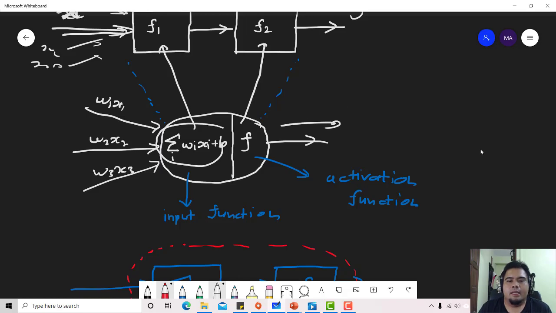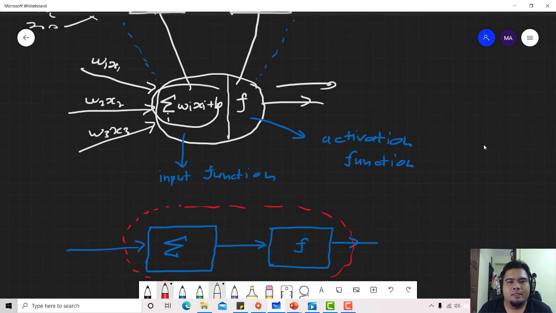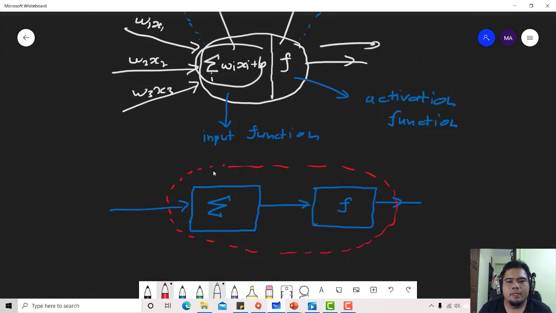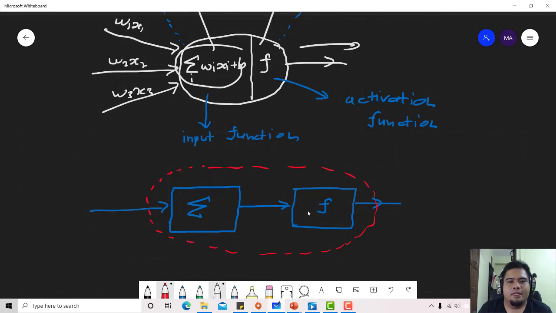In some textbooks you will see the same picture, but drawn in this way. They don't call them F1 and F2; they use this symbol, meaning this one is your input function and this one is the activation function. They use the summation symbol here because this is a linear equation, and a linear equation can be represented using the summation symbol.